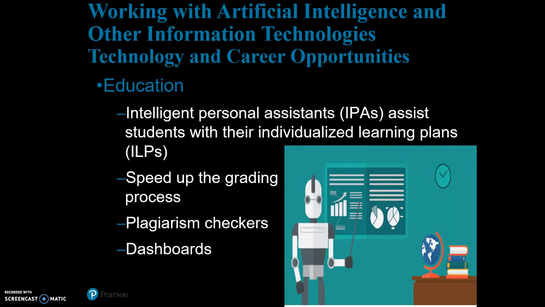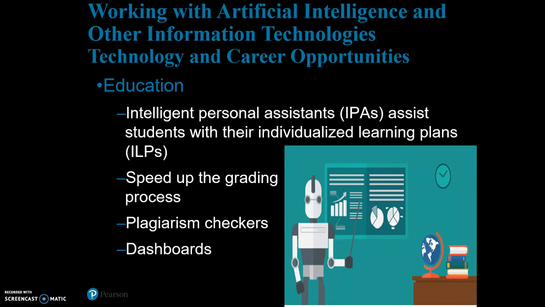The education industry, okay? We use computer technology, obviously, right? Intelligent personal assistants, so IPAs, assist students with their individualized learning plans, so their ILPs, all right? Usually you're going to see that in our K through 12 levels, right? AI can help speed up the grading process. I need to get to work on that, don't I? We're using AI as far as plagiarism checkers.